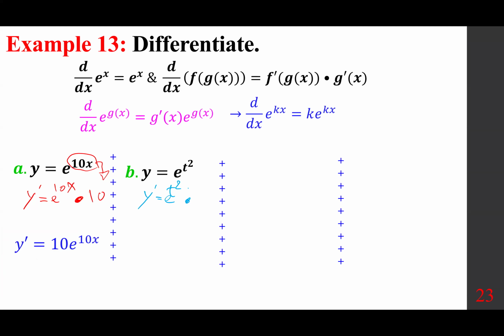Again, I just write the function itself because I'm exponential. Then I look at the exponent and say, okay, I need the derivative of that, which is 2t, and I put it in front.